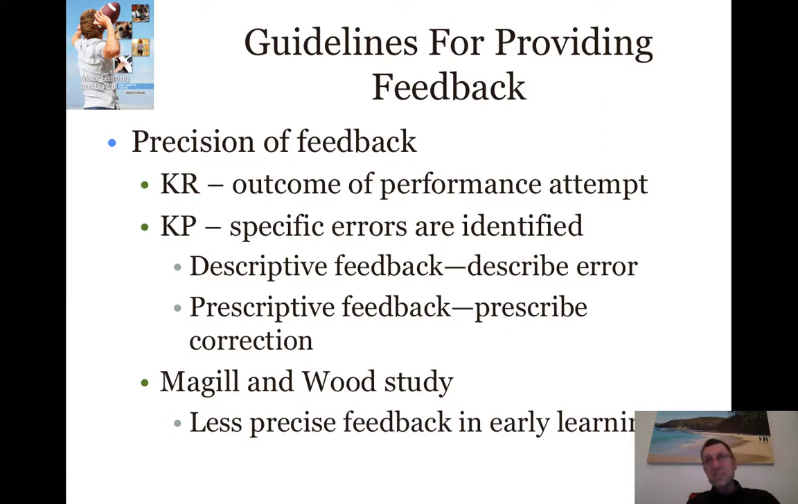Hey, let's describe what you did wrong so you have a better understanding of what you did wrong. And then there's prescriptive feedback, which prescribes a correction. Look, that was a poor attempt, so do this next time, right? That would be prescriptive. Like, okay, better backswing or do more of a backswing next time. Whereas descriptive would be like, you didn't do enough of a backswing. So it's kind of a negative versus positive approach, kind of saying the same thing just in a different way.